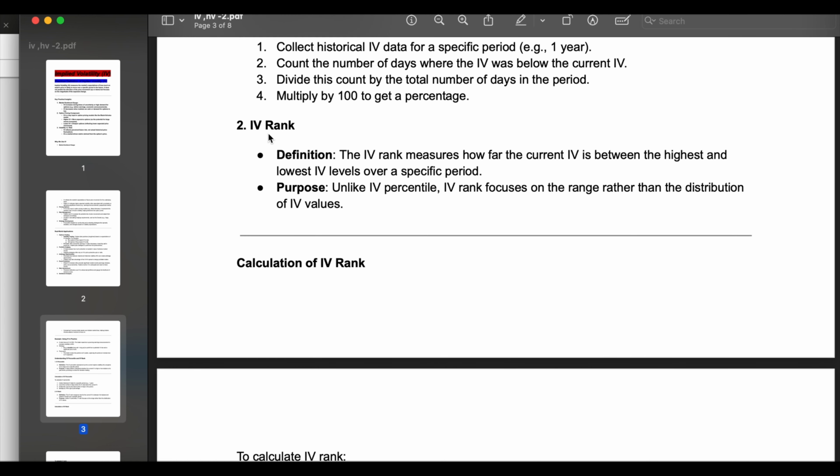Okay. IV rank. What is the IV rank? The IV rank measures how far the current IV is between the highest and lowest IV level. Okay, this gives the IV rank. What is the purpose? Unlike IV percentile, IV rank focuses on the range. It will give the range.